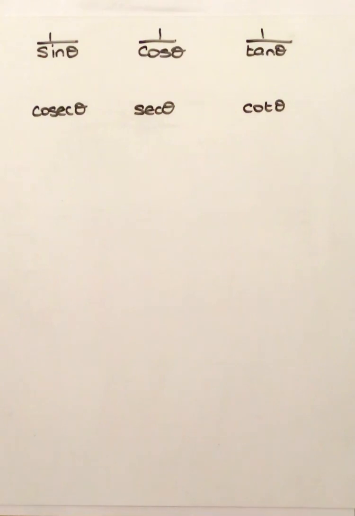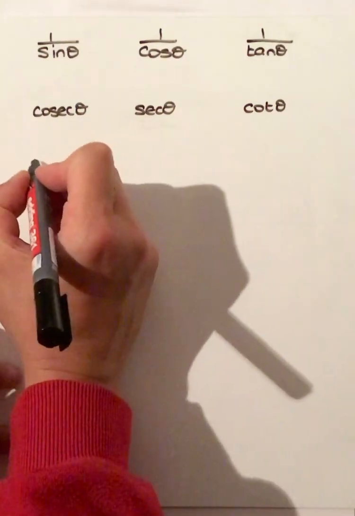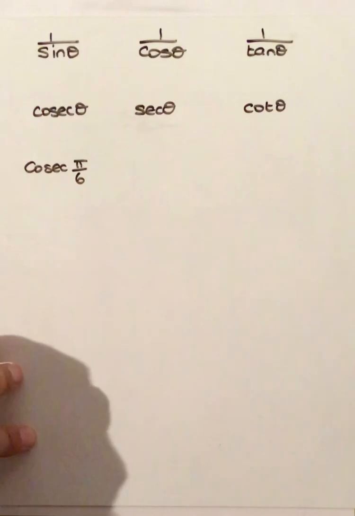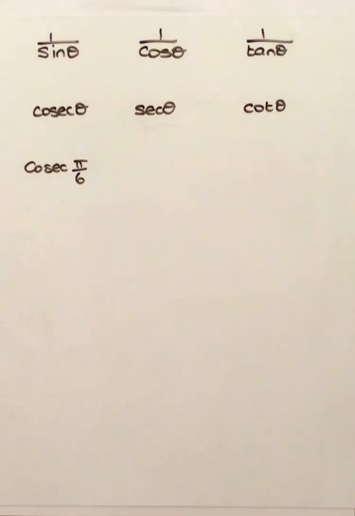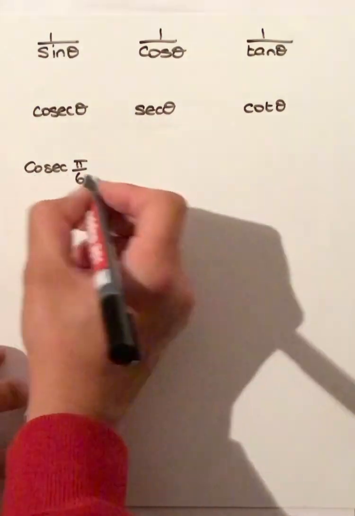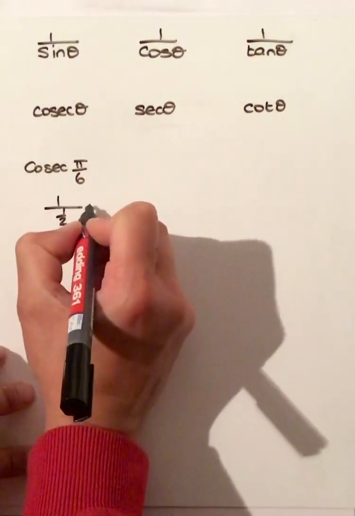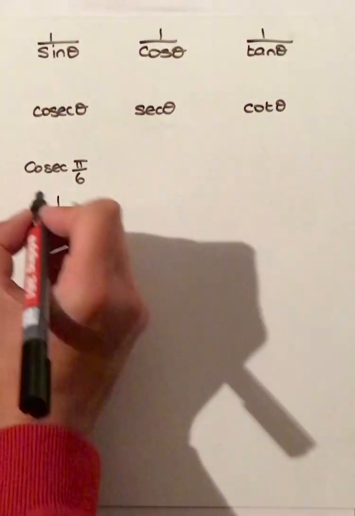And it's quite easy if we want to work out cosec of, say, an angle like pi over 6. Pi over 6 is 30 degrees, and I know that sine of 30 is a half, so cosec of 30 is 1 over a half, or the reciprocal of a half, which is 2.